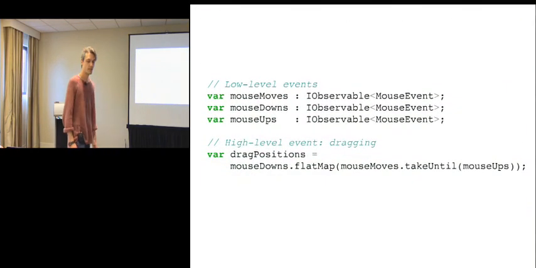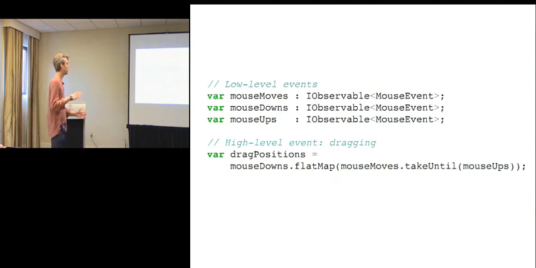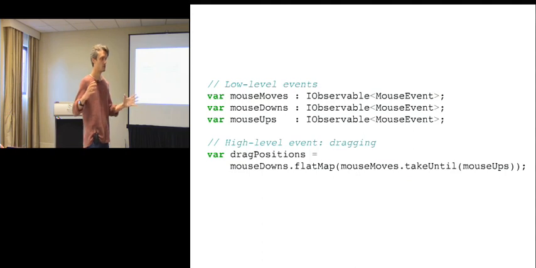We can look at an example. So this is kind of TypeScript-y syntax here. So we have three observables of mouse events, and we want to create a high-level event from that, which should be dragging. So we can do that by saying that for each mouse down event, we will take mouse move events until we get a mouse up event. So this kind of allows us to have this bounded sequence of mouse moves.